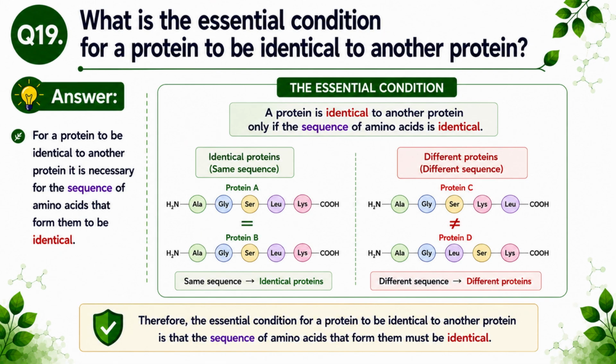Question number 19. What is the essential condition for a protein to be identical to another protein? Answer. For a protein to be identical to another protein, it is necessary for the sequence of amino acids that form them to be identical.